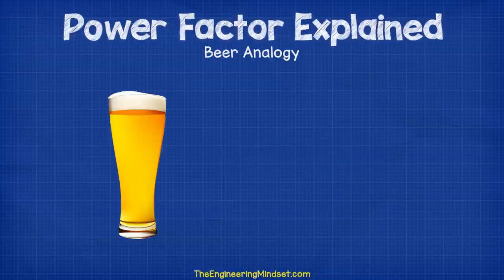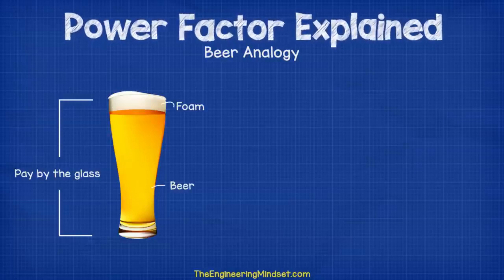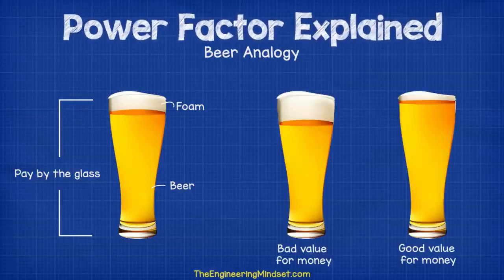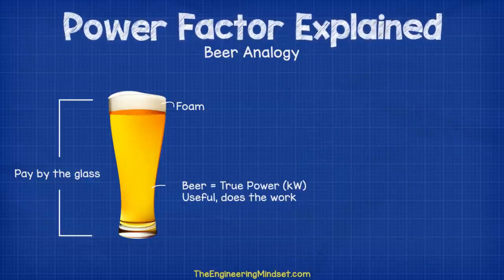My favorite analogy to explain this is to use the beer analogy. We pay for beer by the glass, but inside the glass there is both beer and foam. The more beer we have, the less foam there will be, so we get very good value for money. If there is a lot of foam, then there's not a lot of beer, and so we're not getting very good value for money. The beer represents our true power, or our kW, our kilowatts. This is the useful stuff we want and need. This is what does the work.